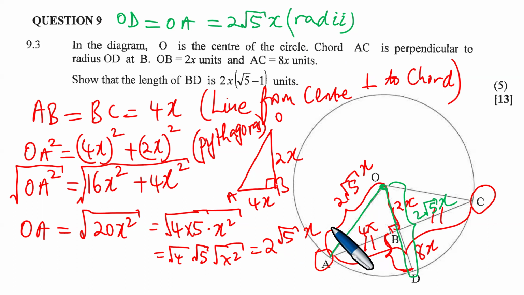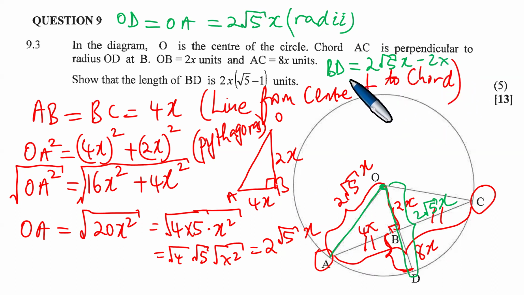We're able to achieve that because now we know the whole thing here. So we're interested in finding BD. So BD is equal to what? BD is this little bit. So BD is going to be the whole radius minus 2x. What is the whole radius minus 2x? It is 2 the square root of 5x minus 2x.